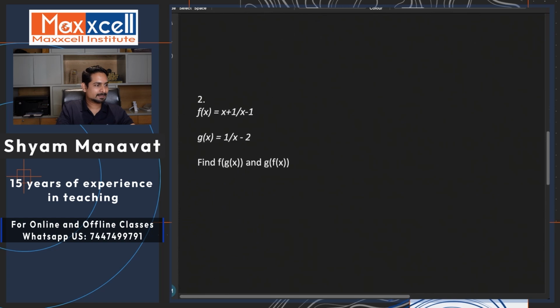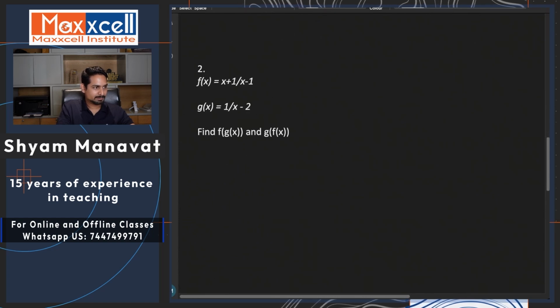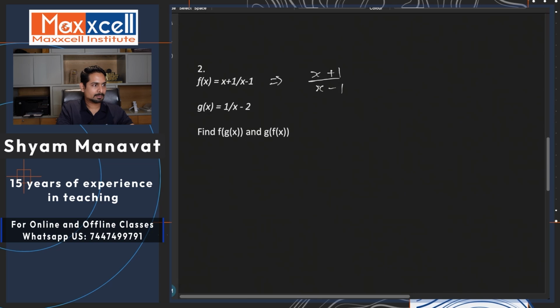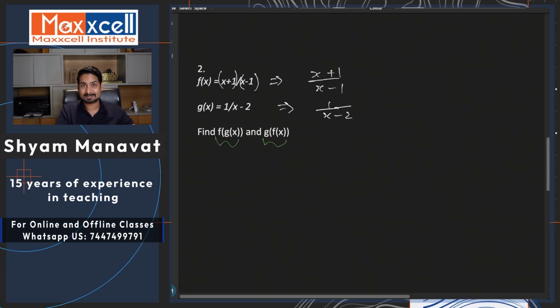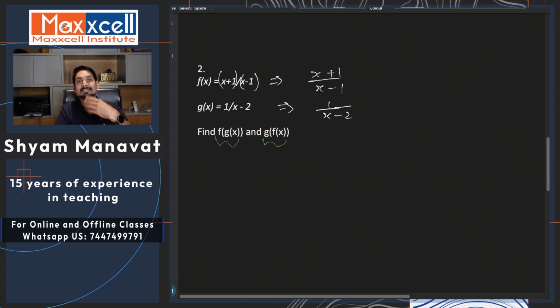If that's the case, I want you to simplify this. Let me write this properly. This is x plus 1 by x minus 1. Okay. Yeah. X plus 1 by x minus 1. This is the expression. And g of x is what? 1 upon x minus 2. You need to substitute and simplify this for f of g of x and g of f of x. Will you be able to do that? Substitute function, the input of a function as another function.